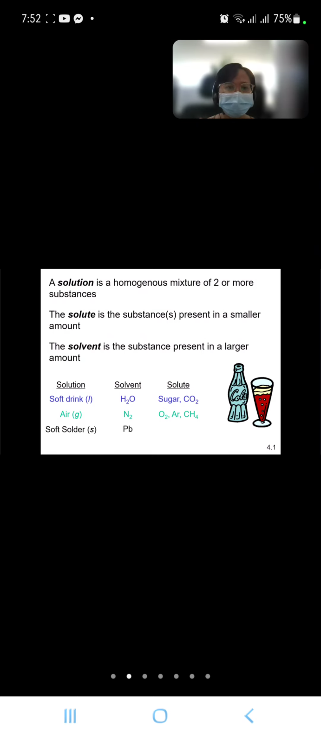Okay. We have the soft solder. Our solvent there is lead, and the solute is tin. Okay, so a solution could not only be formed between a solid and a liquid, but it can also be formed between a solid and a solid, or a gas and a gas, or a liquid and a liquid.